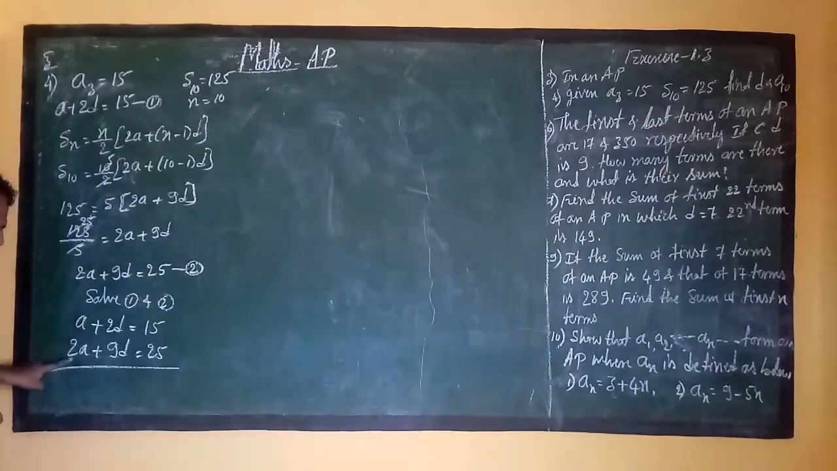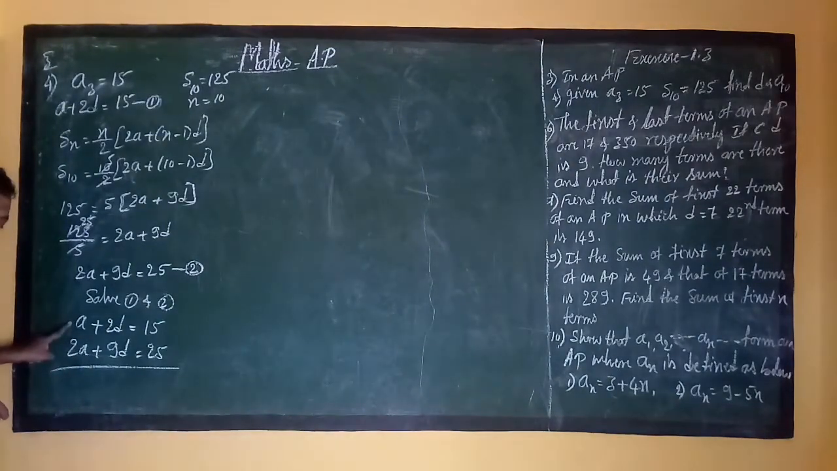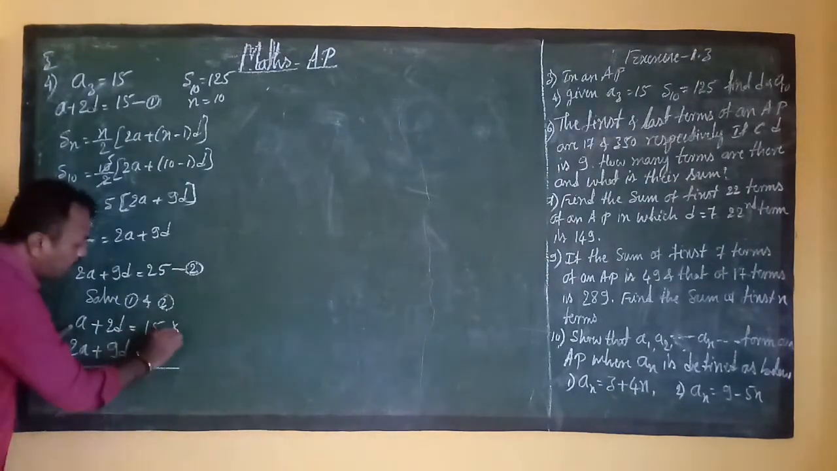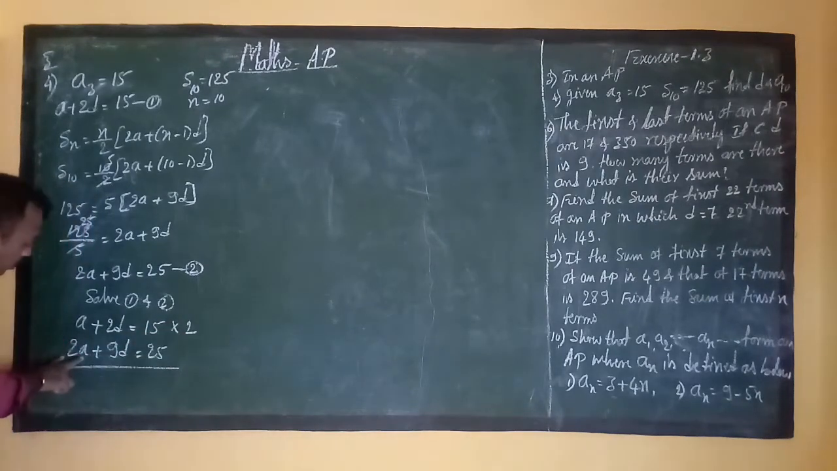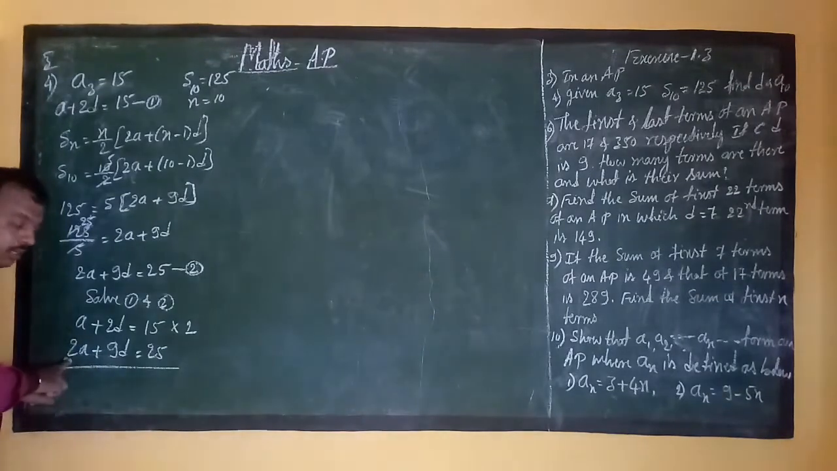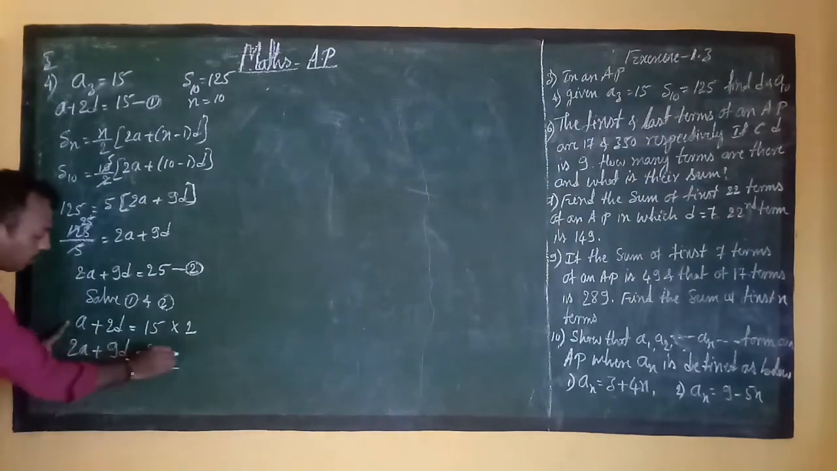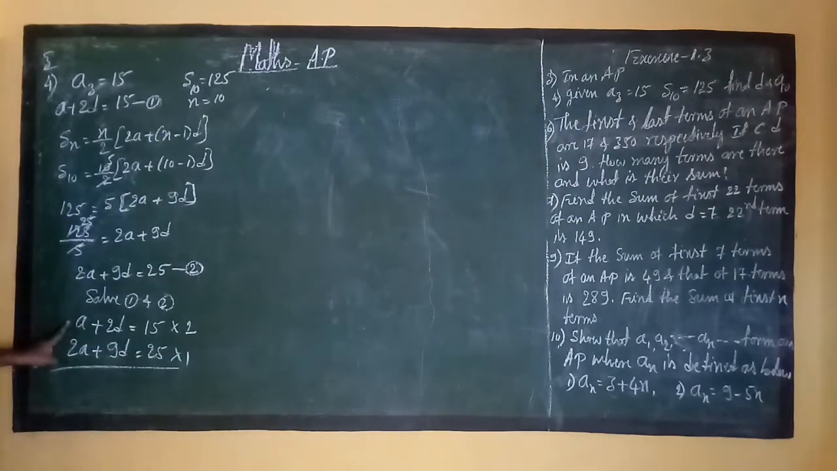Here in the second equation there is a 2a term. In the first equation the coefficient of a is 1, here it is 2. So we have to make the coefficients of the a terms or the d terms equal. I will take the a terms. So we multiply equation 1 by 2, because the coefficient of a in the second equation is 2.